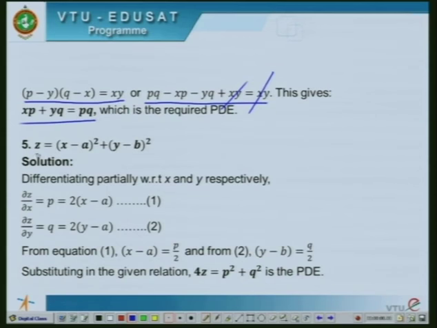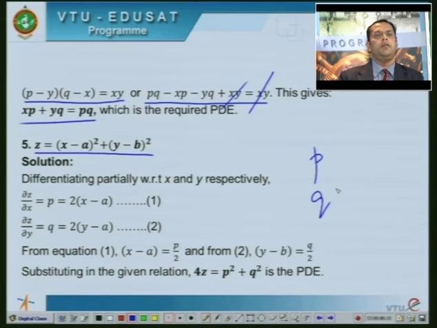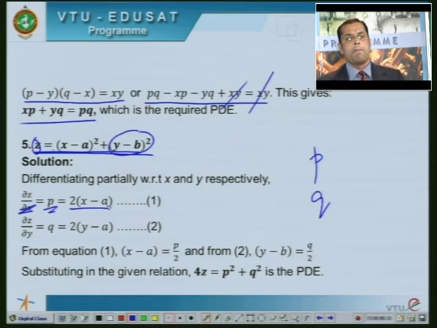We will go to the next example. z is (x minus a) whole square plus (y minus b) whole square, which has two arbitrary constants. So, again our PD will be restricted to only p and q. So, differentiate partially with respect to x. So, LHS z is dou z by dou x, which is also p. In these two terms, y is a constant. When you differentiate, this is 0 with respect to x. (x minus a) whole square becomes 2 into (x minus a).